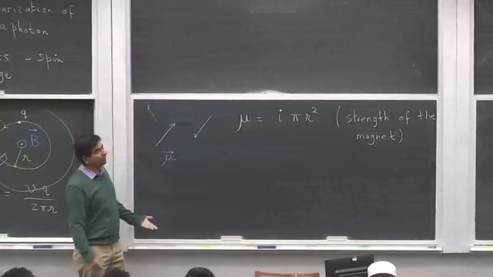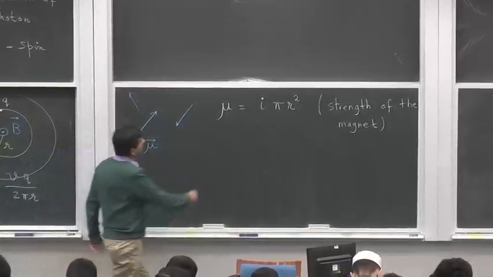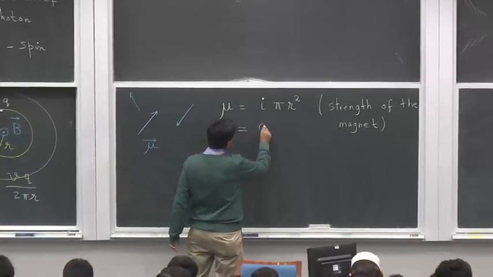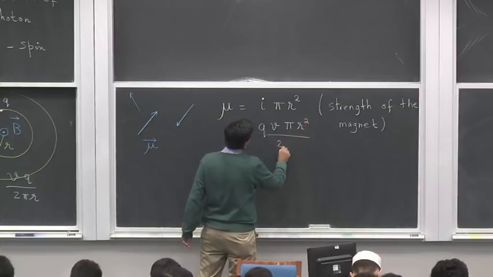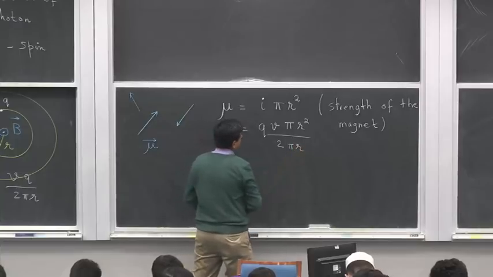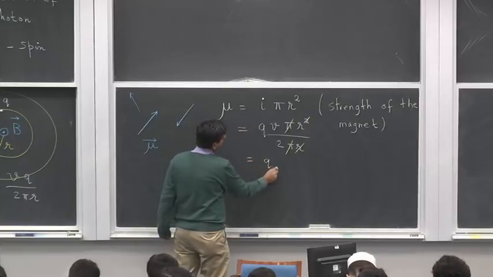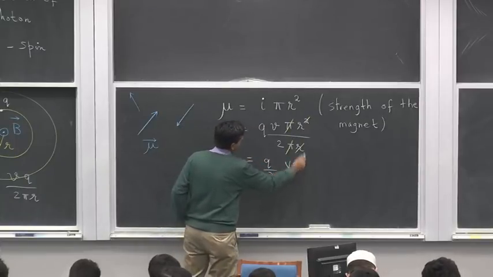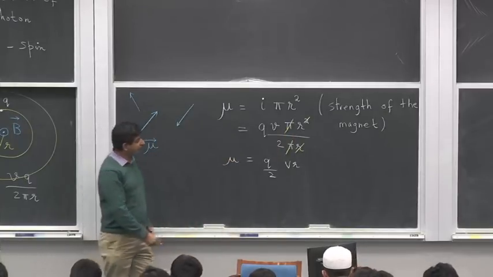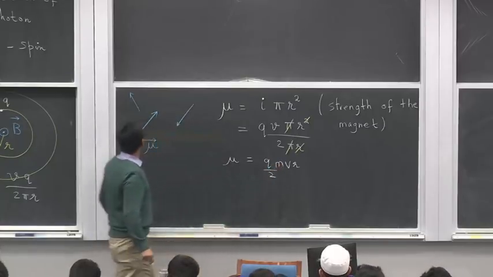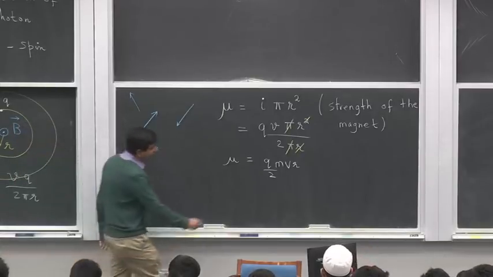Now, I would like to find out something quite interesting. If I take this mu, and I take this current, here, I write Q V pi r squared divided by 2 pi r. This pi goes away, this r goes away, and I'm left with Q over 2 V r. Magnetic dipole moment. Now if you put an m here, which is the mass of this particle, if this is a massive particle, I need to divide by m as well.